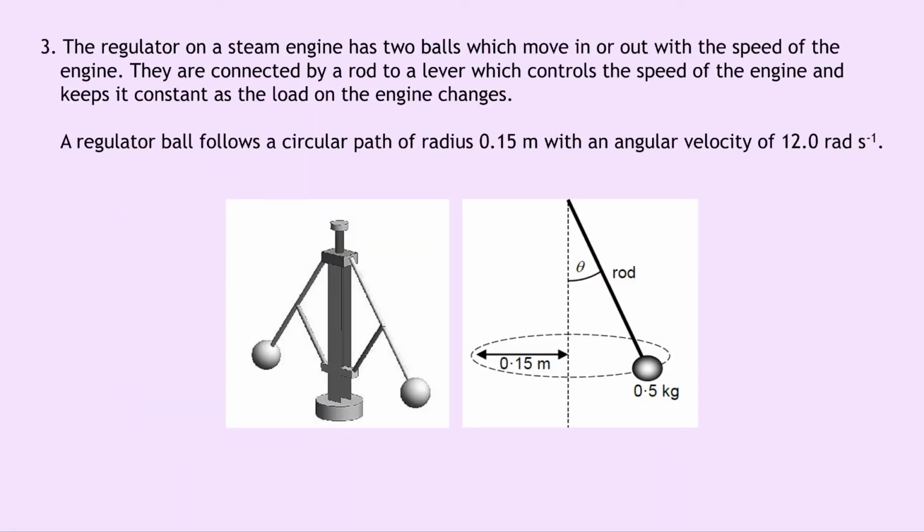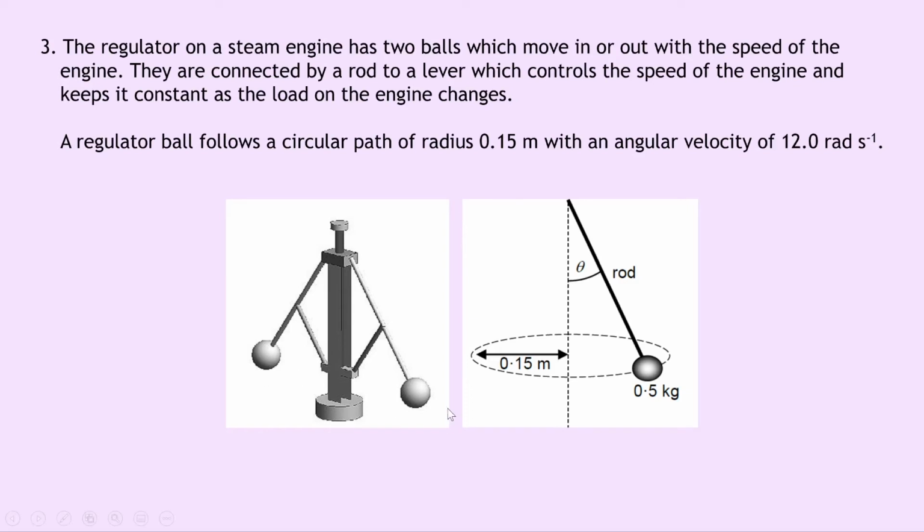Question 3 says that the regulator on a steam engine has 2 balls which move in or out with the speed of the engine. They are connected by a rod to a lever which controls the speed of the engine and keeps it constant as the load on the engine changes. A regulator ball follows a circular path of radius 0.15 meters with an angular velocity of 12.0 radians per second.